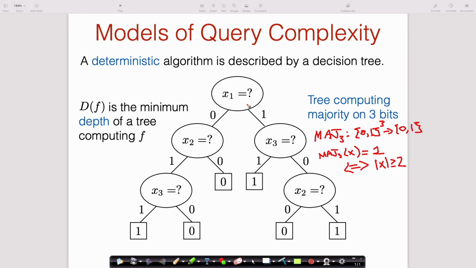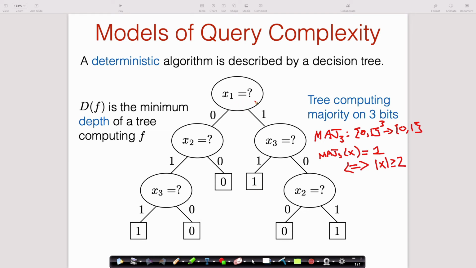And I claim that this tree computes this function. Let's see why that is. For example, if we find out that x1 is 1 and x3 is 1, then we know that a majority of the bits must be 1 because we've already found 2 ones. So in that case we can just output 1.